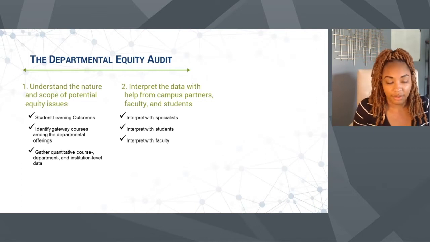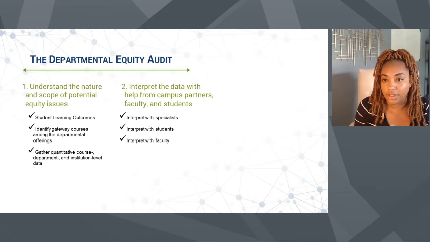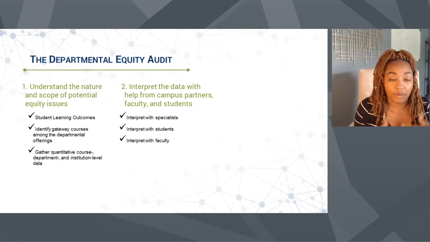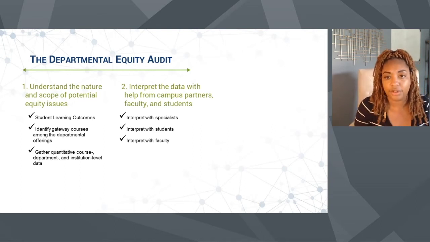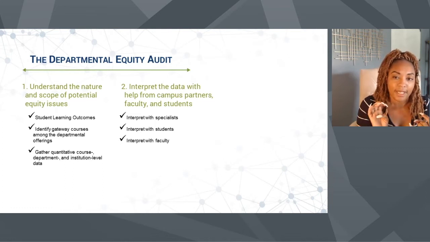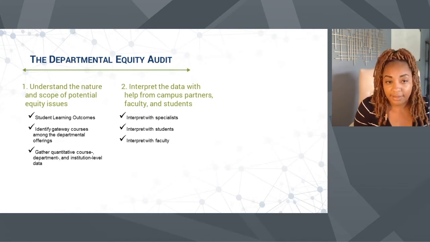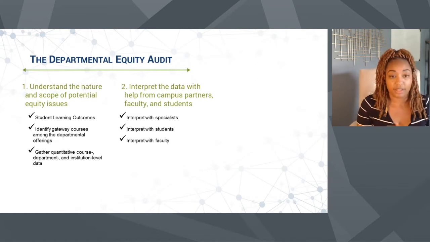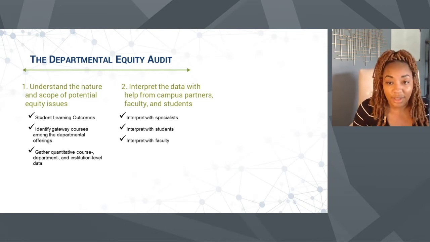Ultimately, the key approach here is to focus on actionable and equitable solutions that you have control over versus things that you don't have control over, right? Like student behavior. And so who do you bring in? You bring in specialists. Those can be folks like data analysts in your IR department, DEI specialists, learning science specialists, student support professionals. You also bring in students.